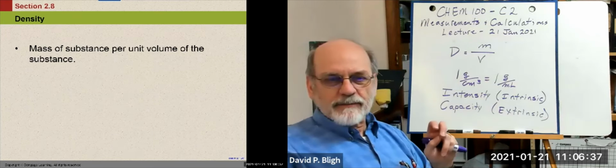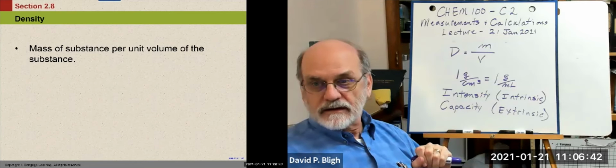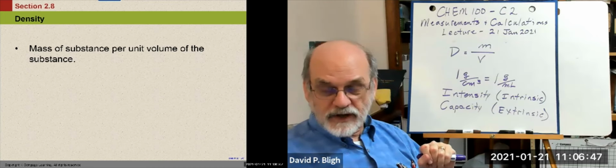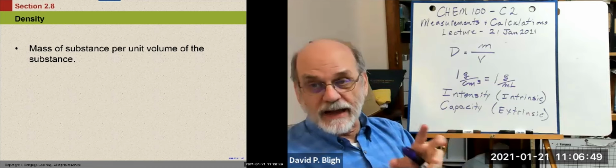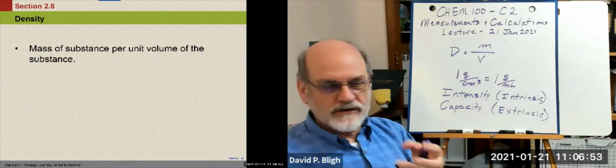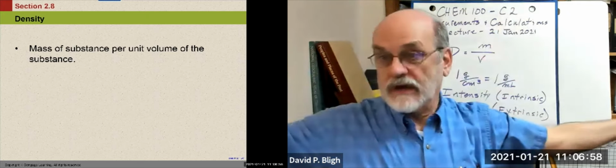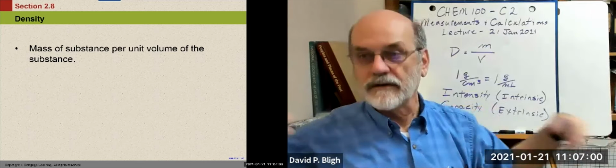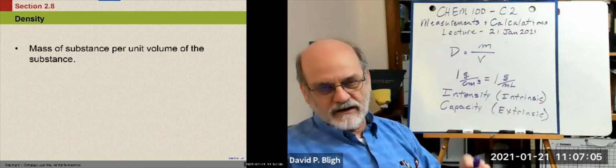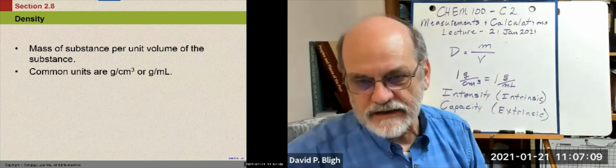So if you say the temperature of that ice bath is 0 degrees Celsius, because it has ice and water both at the same time, 0 degrees Celsius, that's an intensity factor, because it doesn't matter if the bucket of water and ice is this big or this big, it's still 0 degrees Celsius. That's an intensity factor. So let me continue with the discussion of density.